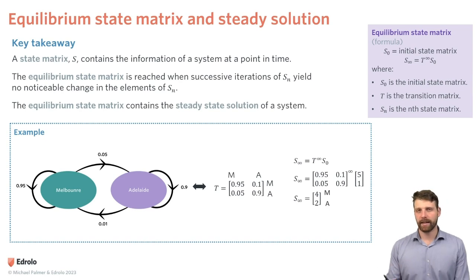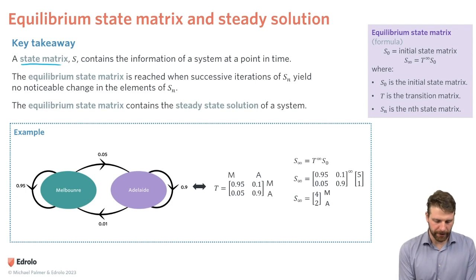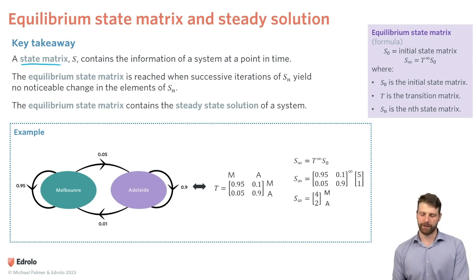Now, it turns out when you have one of these transition matrices, that if you keep multiplying it again and again and again, it will approach some sort of finalized state. That is, it won't keep changing randomly, but it will level off at a certain solution. Okay, so let's read the points we've got here. A state matrix, S, contains the information of a system at a point in time. So we've seen that before. S naught, for example, was the initial population. We've been looking at population mostly, so sort of the initial settings.